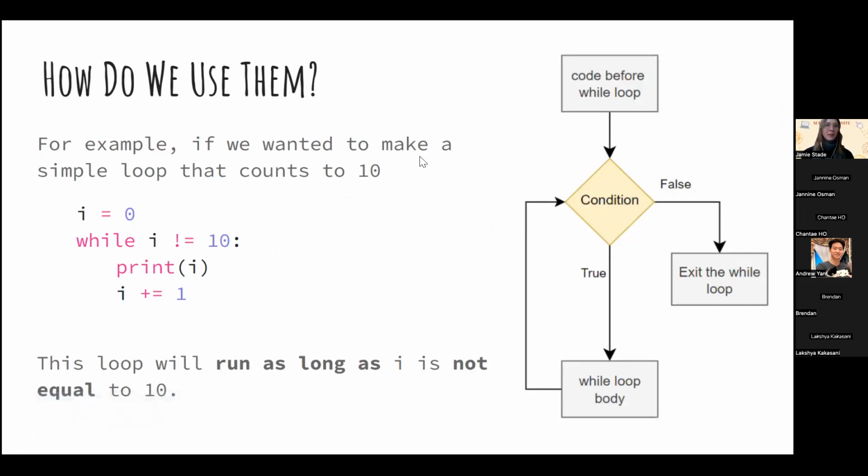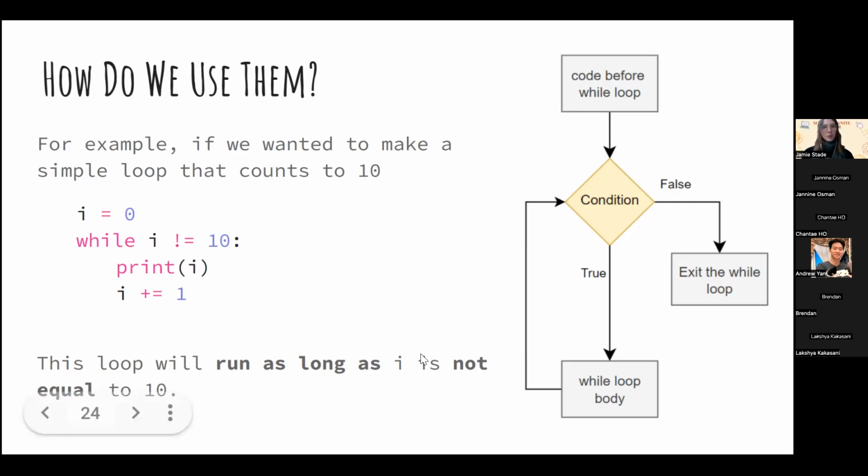So how do we use a while? Let's go over an example of a loop that counts to 10. We'll define a variable I as equal to 0. And we will say, while I is not equal to 10, print I, and add I plus 1.